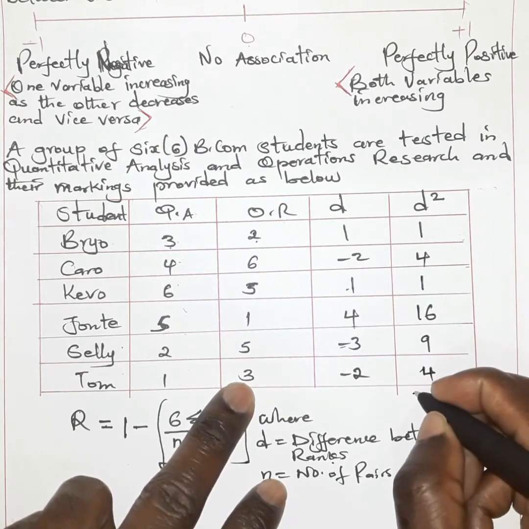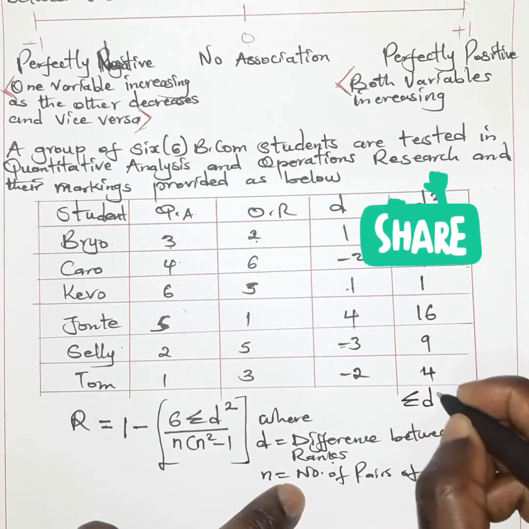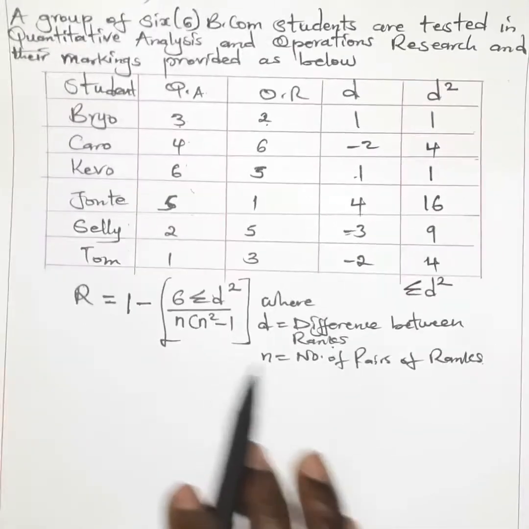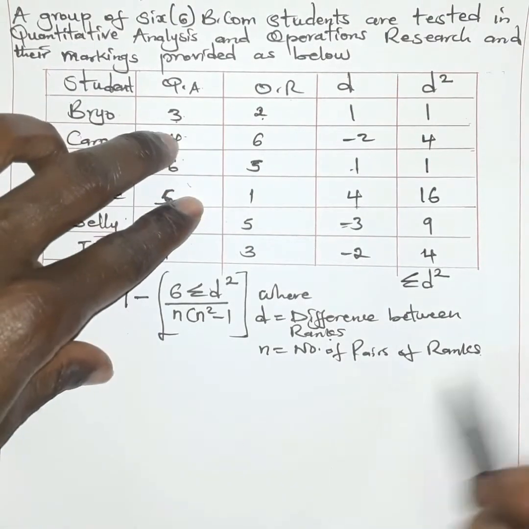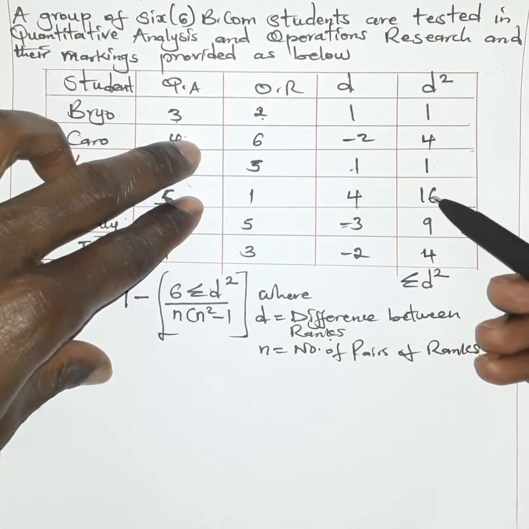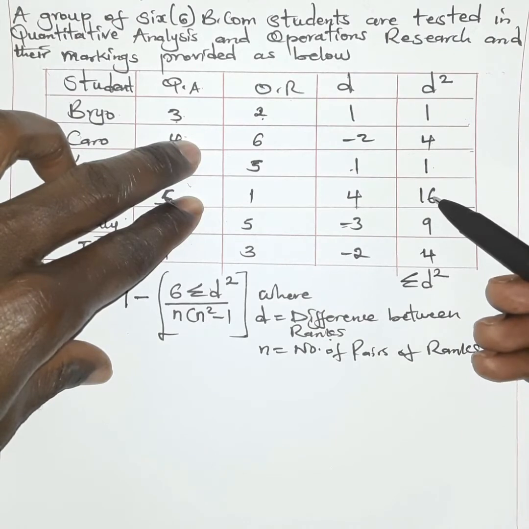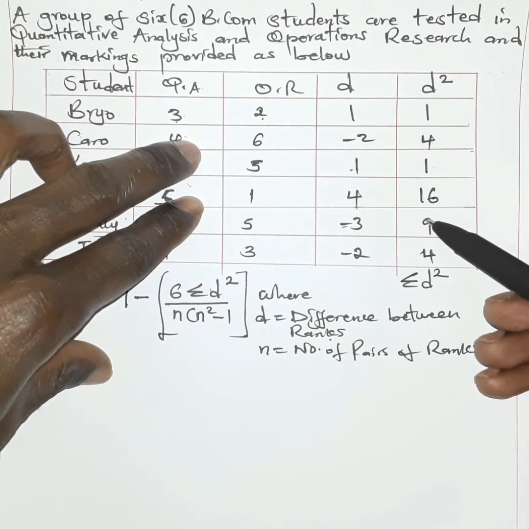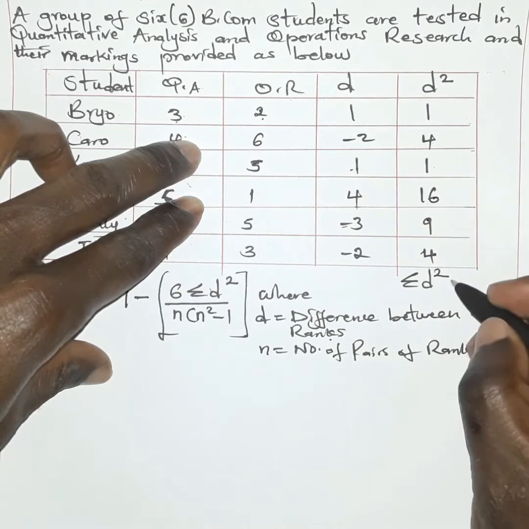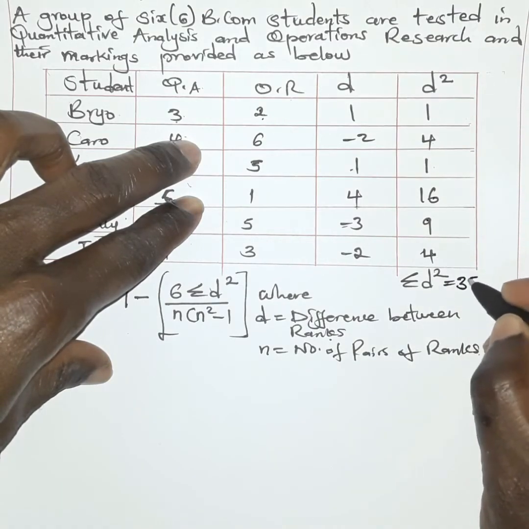We are supposed to get the summation of d squared as per the formula. So we have 1 plus 4 is 5, plus 1 is 6, plus 16 is 22, plus 9 is 31, plus 4 is 35. So we have 35 here.